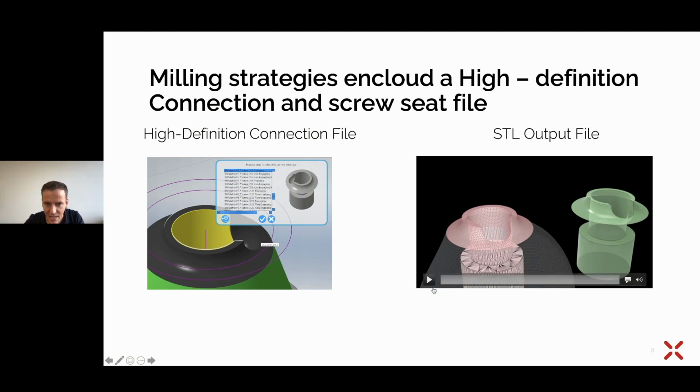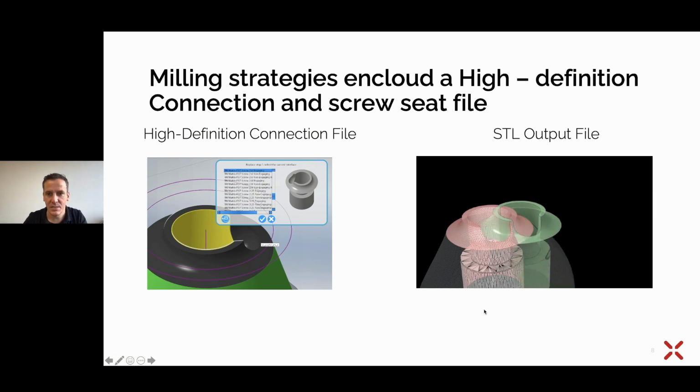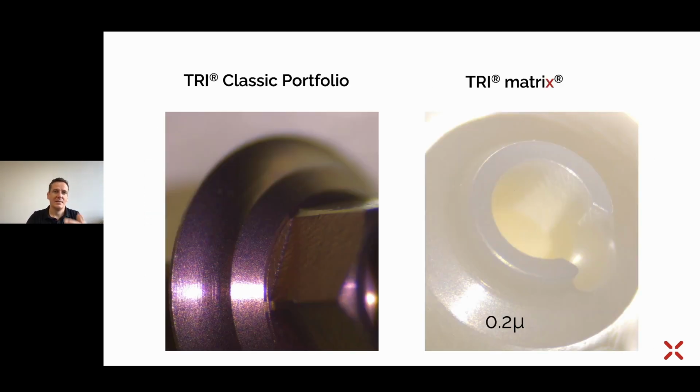This is always triangles, and what the software has to do before starting to mill is to adapt these milling strategies, and then we can mill in this perfect connection. This is just a picture of what you can reach with your milling machines. This is a classic portfolio from the TRI, a classic prosthetic. You can see here the 45 degrees shoulder of our hexagon connection.